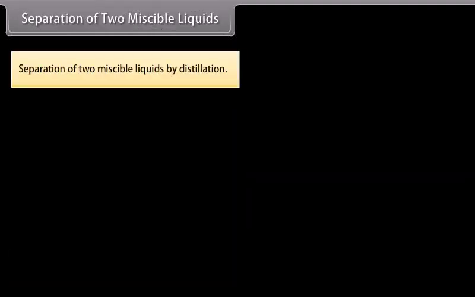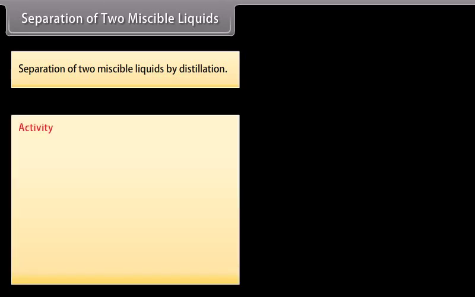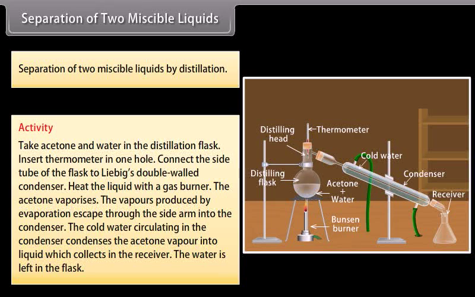Separation of two miscible liquids. Separation of two miscible liquids by distillation. Activity. Take acetone and water in the distillation flask. Insert a thermometer in one hole.